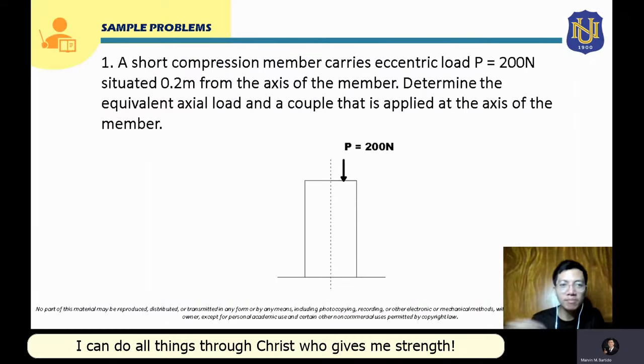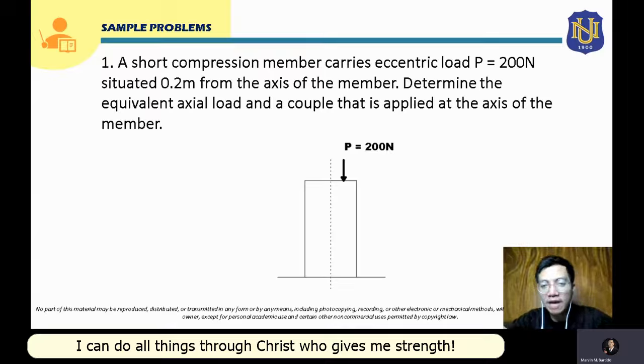So let's solve sample problem number 1. A short compression member carries an eccentric load P, which is equal to 200 Newton, and it is situated 0.2 meter from the axis of the member. Determine the equivalent axial load and a couple that is applied at the axis of the member.